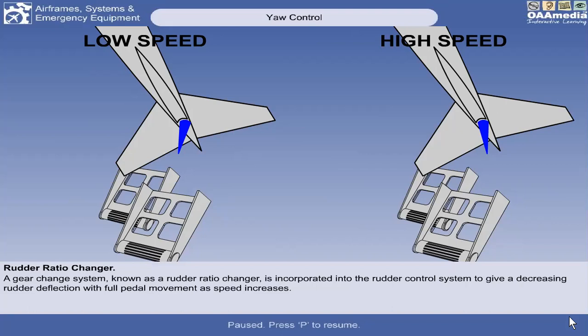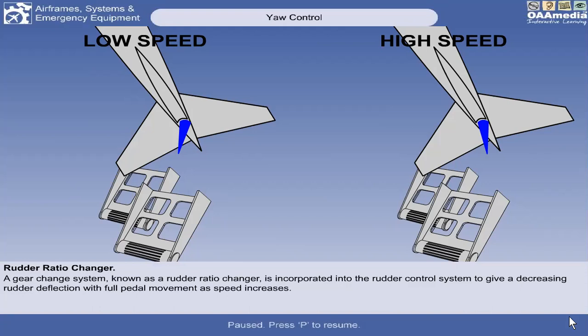So, that means, even if the movement of your pedals is the same from low speed to high speed, as long as it senses that the aircraft is already flying at high speed, it will minimize the angle of deflection of our rudder. Okay? So that the effect on the movement of the aircraft is not too large, and also in regard to the stability and the structure of our vertical stabilizer. So that is what we call the rudder ratio changer.